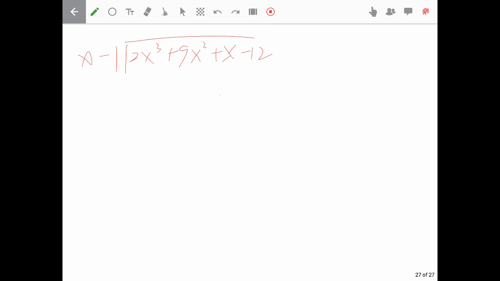Alright, now inside the half rectangle, you see the highest power for that one is cubed, right? The highest power for x minus 1 is just x. So x times what can equal 2x cubed? 2x squared, isn't it? Yeah, so we write 2x squared here.